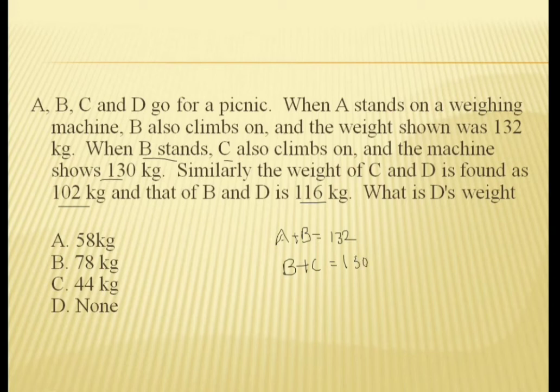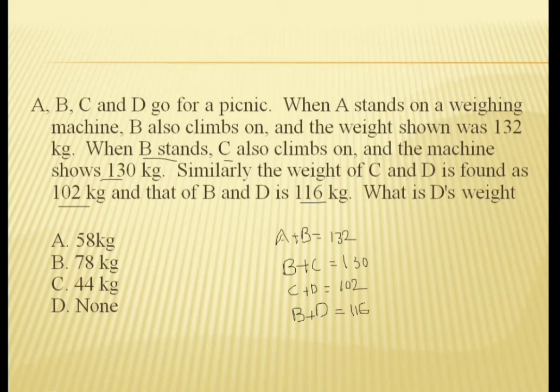Okay, and then C and D. So C plus D is equal to 102 kg. And then B plus D is equal to 116 kg.